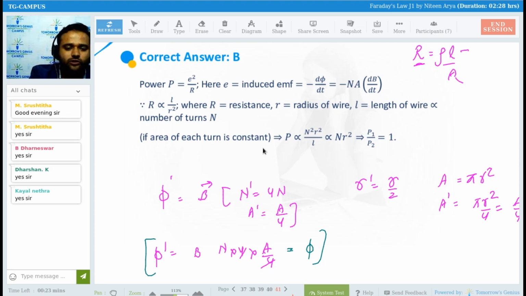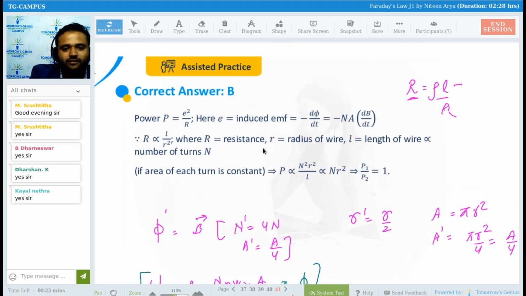So the rate of change is the same also. R is resistance, r is radius, L is length of wire. So this power is inverse: E squared means N squared, r squared means radius squared, L squared. L remains the same, N r squared. So in this way you can get this. The correct answer is B.